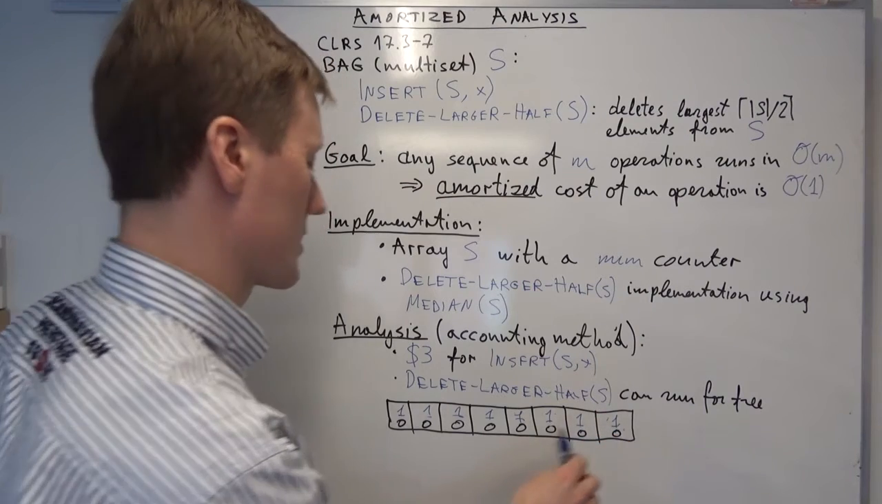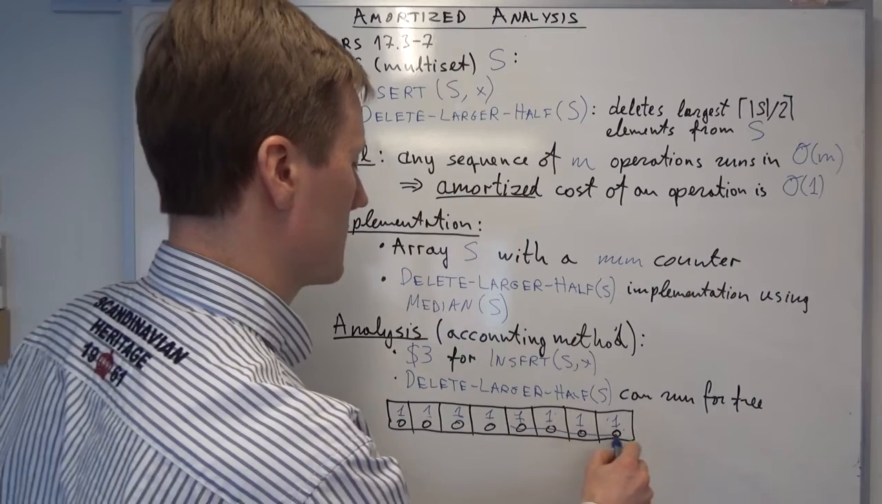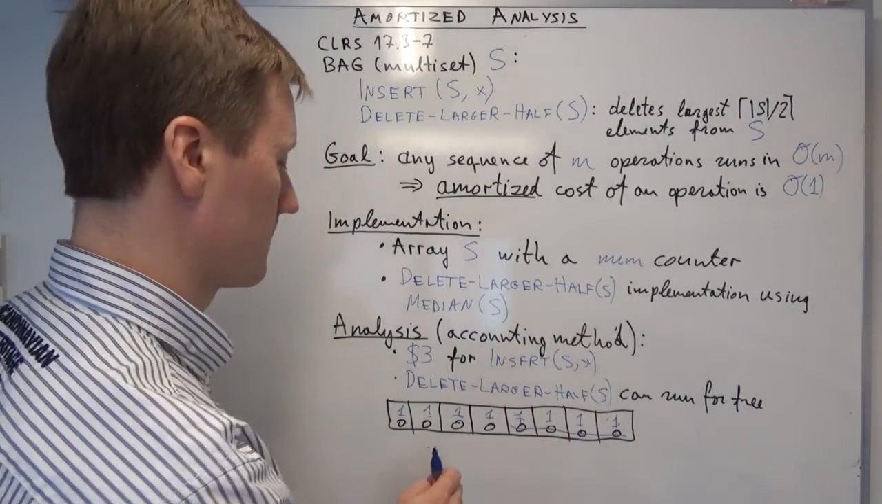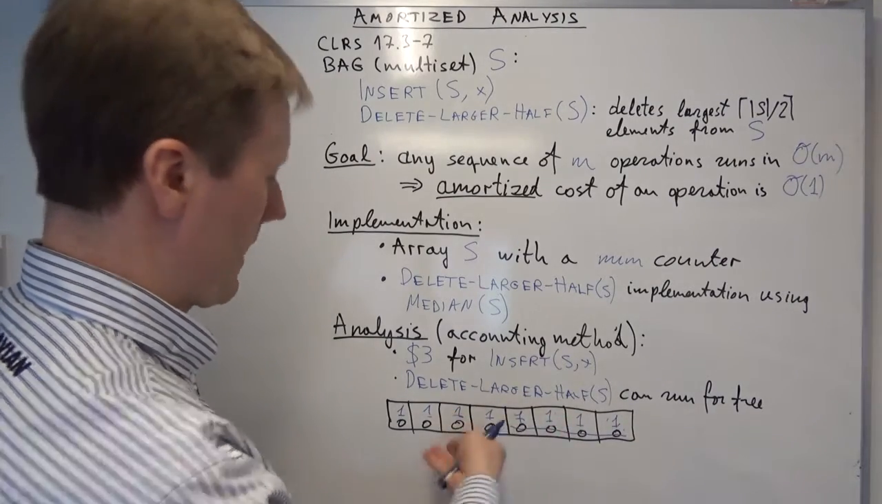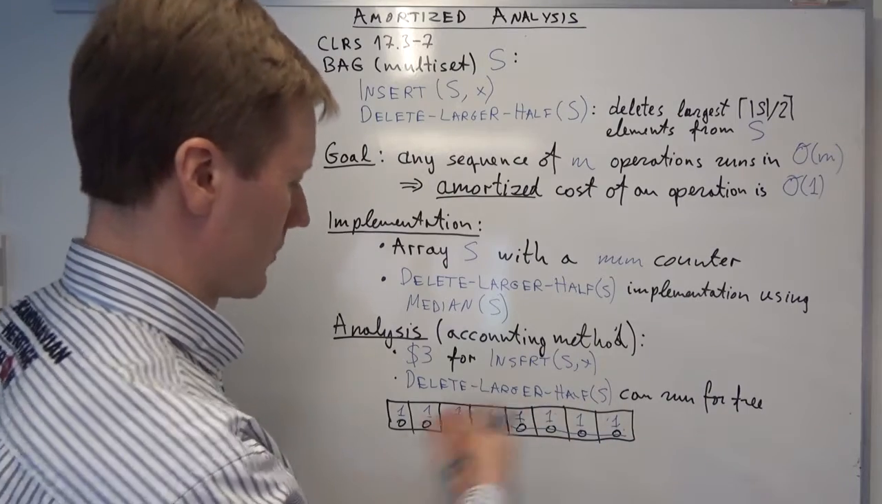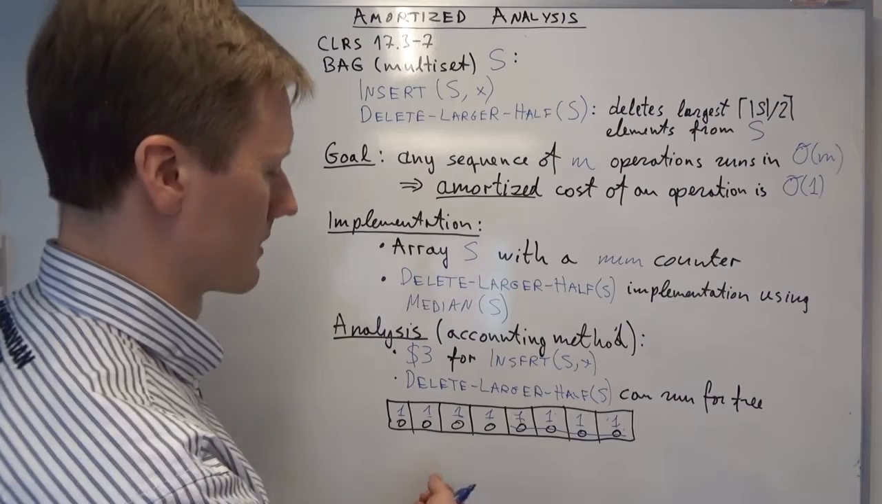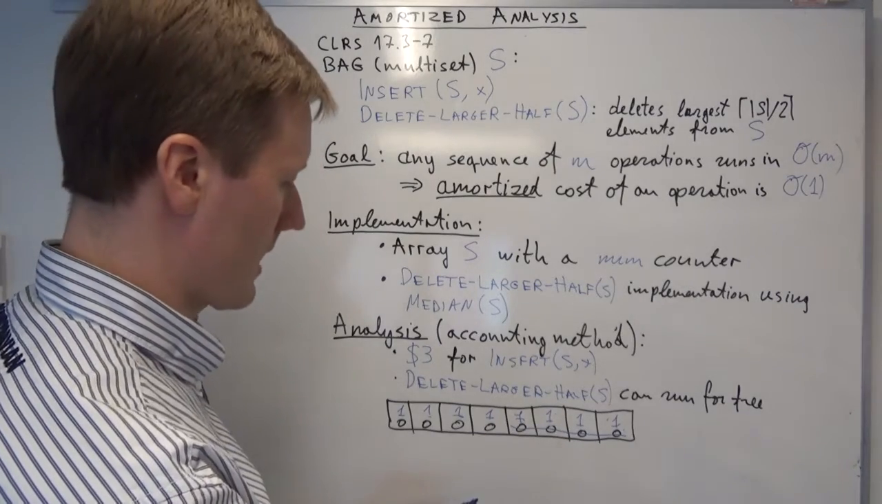And then this delete larger half will actually get rid of all of these elements. We'll print them out, remove them from the array, and decrease the num counter. Obviously the elements can be anywhere in the array. They are not sorted, so it will pick out the necessary elements, rearrange the others, and print out the ones that are removed, and we'll do all that in linear time.